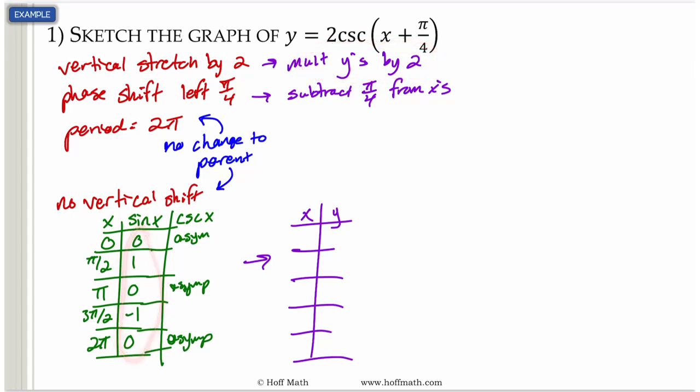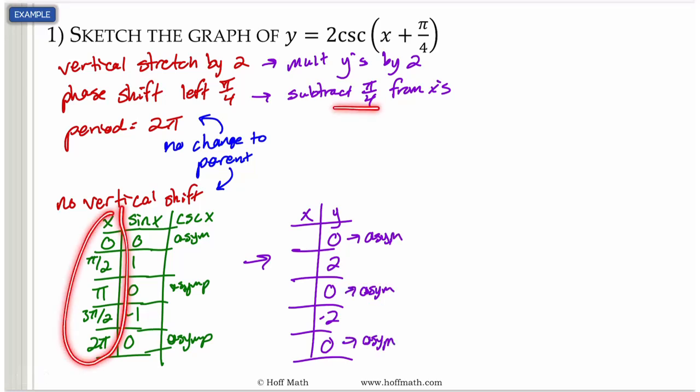So multiplying all these by 2, we're going to end up with 0, 2, 0, negative 2, 0. But again, that's where you're going to have your asymptotes. And then we're going to take our x coordinates here, and subtract pi over 4. So 0 minus pi over 4 will be negative pi over 4. Pi over 2 minus pi over 4, that's like a half minus a fourth, which is going to be a fourth. Pi minus pi over 4, that's going to be 3 pi over 4.